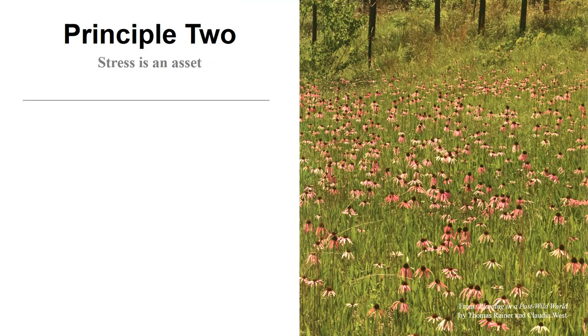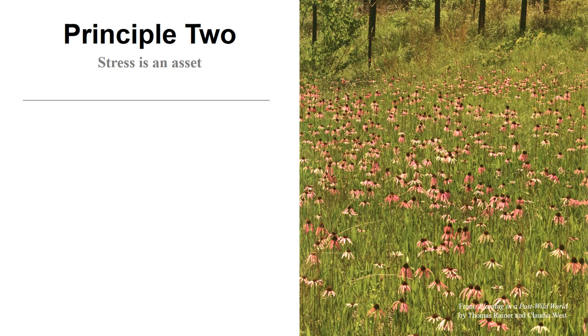Rainier and West set out principle two, and here they say that stress is an asset. So for example, in this right image here, we have a blooming coneflower prairie. This happens to be on calcium-rich soils that were developed from a limestone bedrock. And some species are not adapted to this really high or alkaline pH. So if we spend a lot of time trying to quote-unquote improve these soil conditions to make them more neutral, that would actually open up the plant palette and allow a lot more different kinds of plants that like that more neutral range to be planted.